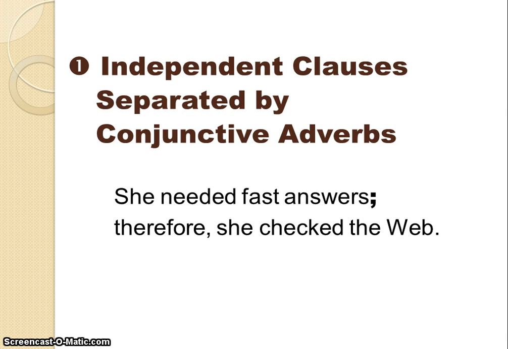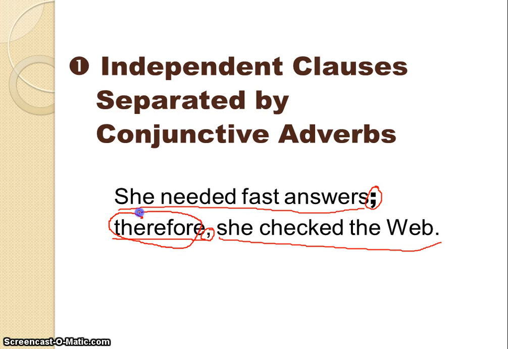Okay, first of all, independent clauses separated by conjunctive adverbs. Remember, when the conjunctive adverb is two or more syllables, we use a comma after it, but we use a semicolon first. So, she needed fast answers; therefore, she checked the web. Here are our two independent clauses, and then here's our conjunctive adverb separating the two.